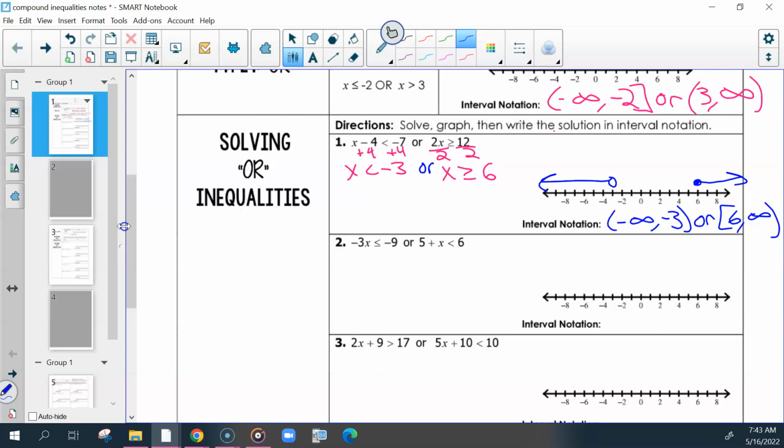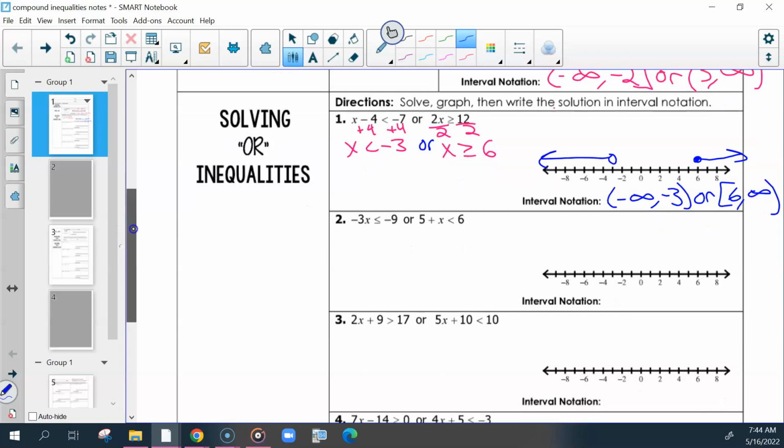Do we have any questions on how we solved that, how we graphed it, how we got that final answer? So solve both of these for x or whatever the variable is, and then graph both of those answers. Anyone still need this?